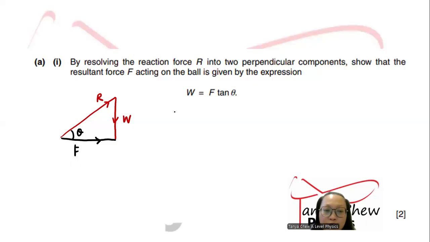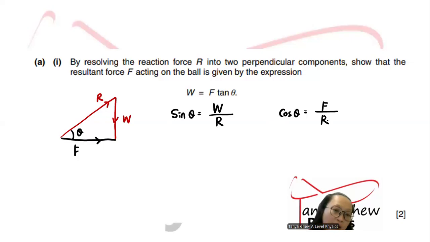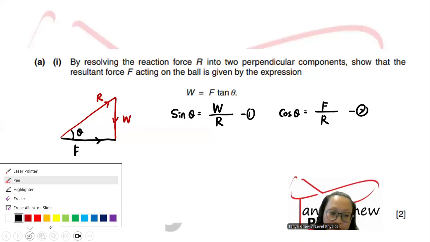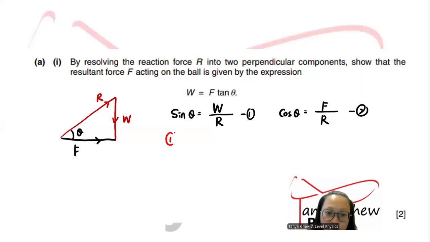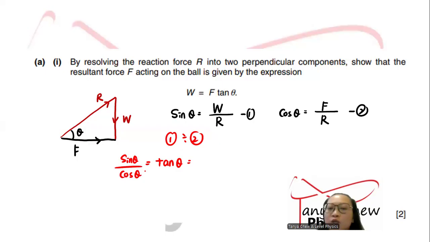Then I use sine theta first. Sine theta is opposite, which is W, over hypotenuse, which is R. And then cos theta is adjacent, which is the force, over hypotenuse, which is R. So I have two equations. This is equation 1. This is equation 2. To find tangent theta, all I need to do is take equation 1 divided by equation 2, sine theta divided by cos theta, which is equal to tangent theta.